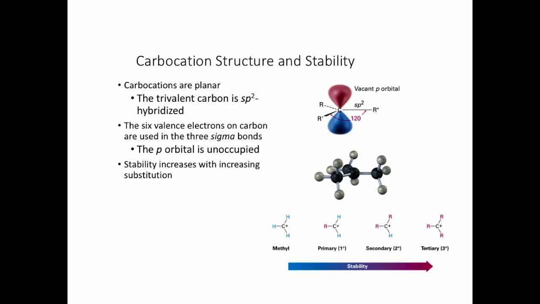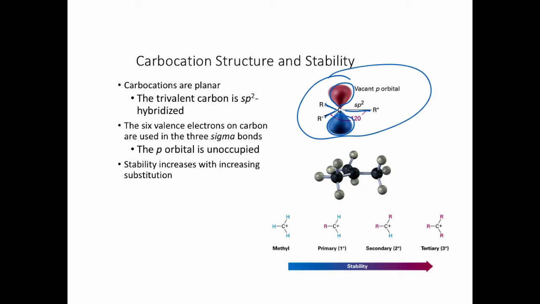Now the intermediate formed in these alkene additions are carbocations. A carbocation is planar because it's sp2 hybridized. So it has 3 sp2 hybrid orbitals forming these sigma bonds, and then it has an unhybridized p orbital, which is empty, that extends above and below the carbon like this.